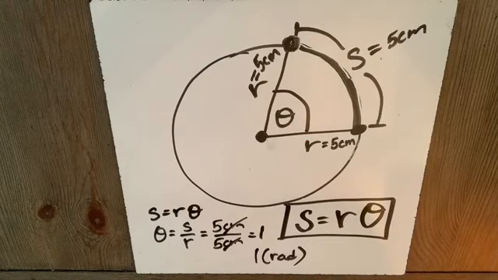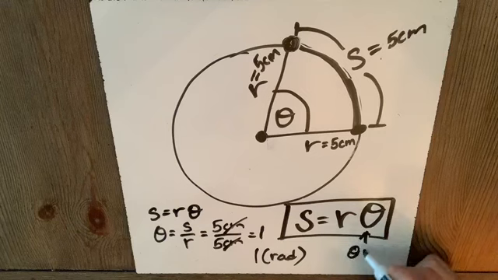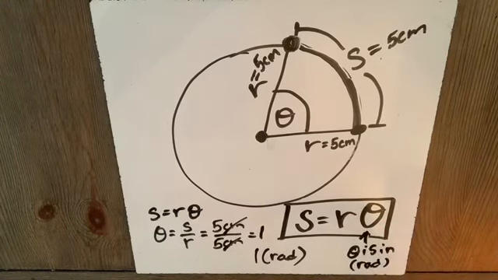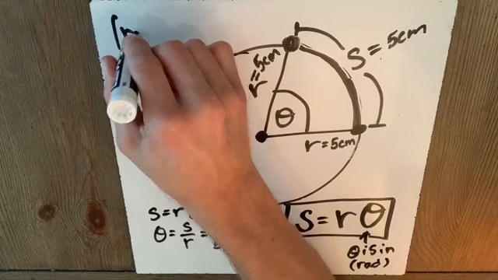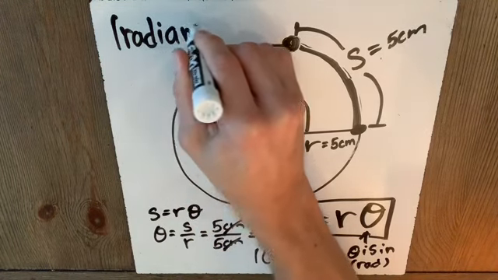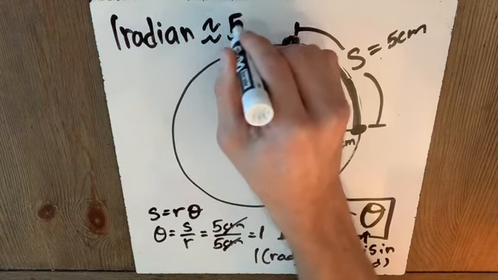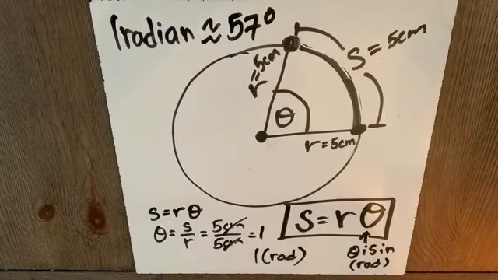And this relationship always holds provided that theta is in radians. It doesn't hold for degrees. We must put it in radians. Now, 1 radian is about equal to 57 degrees. If you need to hang your hat on something, we can say it's about equal to 57 degrees.